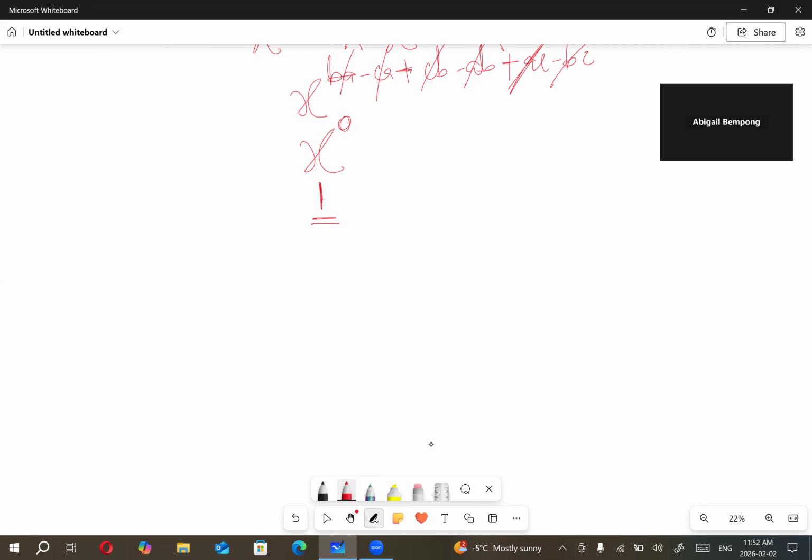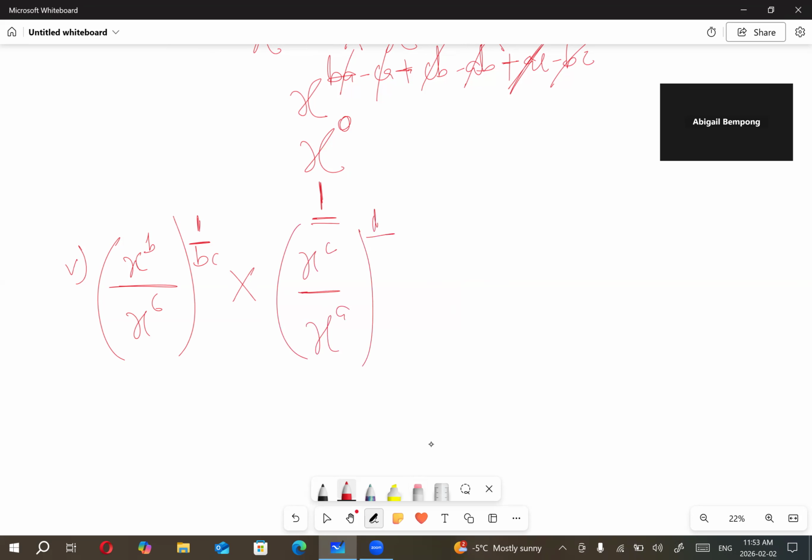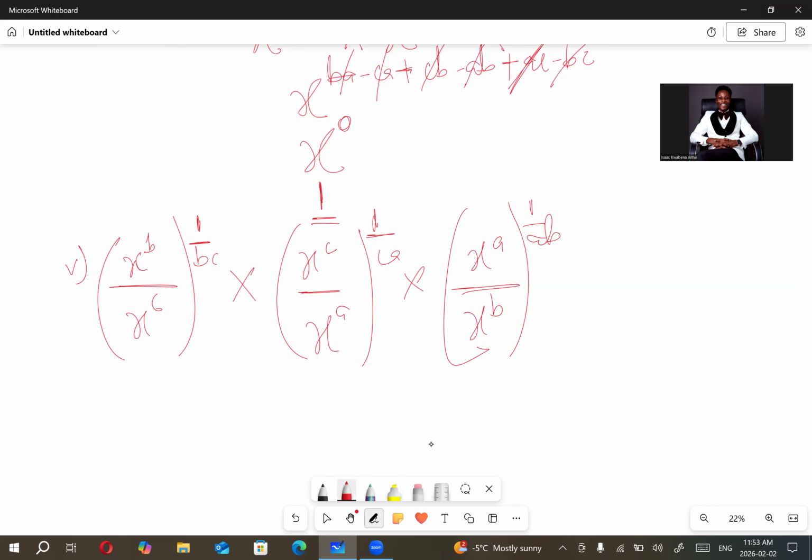Okay, so the five: x exponent b over x exponent c, bracket close, exponent 1 over bc, times bracket open x exponent c over x exponent a, bracket close, exponent 1 over ca, times x exponent a over x exponent b, bracket close, exponent 1 over ab. Right, so let's look at it.